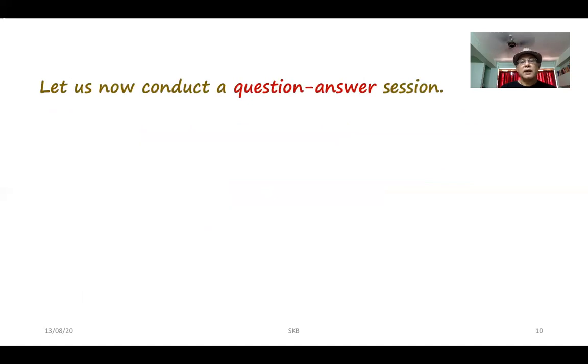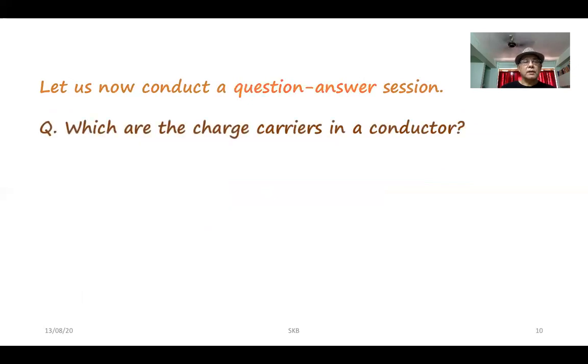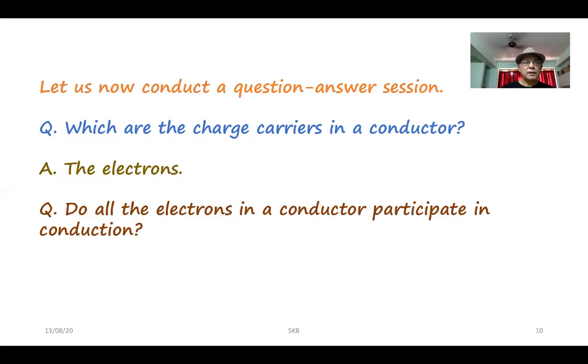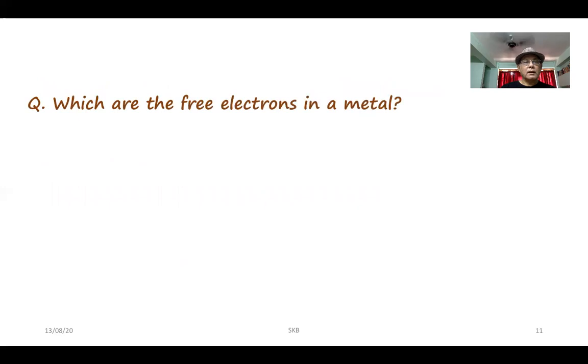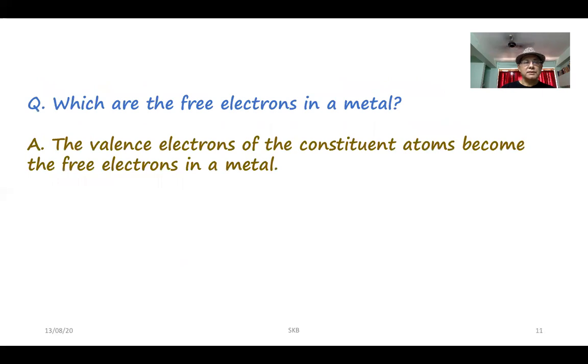Let us now conduct a question-answer session. Question: which are the charge carriers in a conductor? Answer: the electrons. Next question: do all the electrons in a conductor participate in conduction? The answer: no. Only the free electrons participate in conduction. Next question: which are the free electrons in a metal? The answer: the valence electrons of the constituent atoms become the free electrons in a metal.